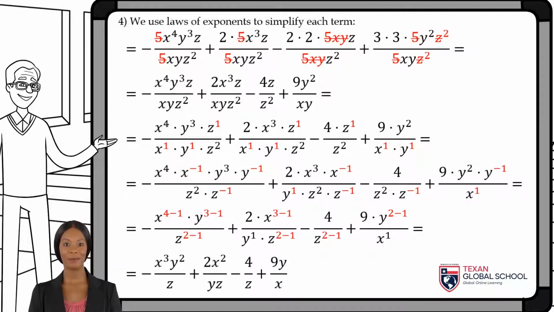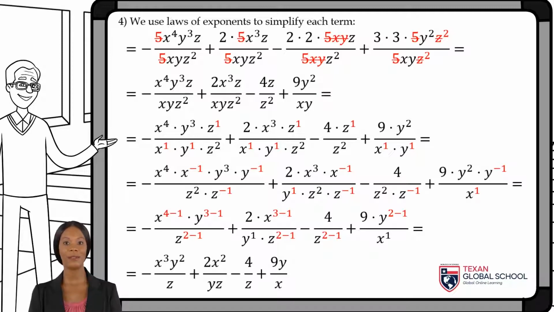In the second term, we move to the numerator x, as x to minus 1, and we move to the denominator z, as z to the minus 1. In this case we cannot simplify y, since there is no other factor with the same base. In the third term, we lower z as z to minus 1. And in the last term, we move to the numerator y, as y to the minus 1.